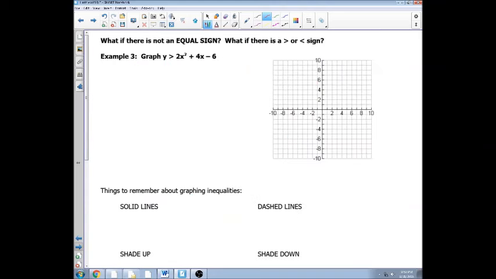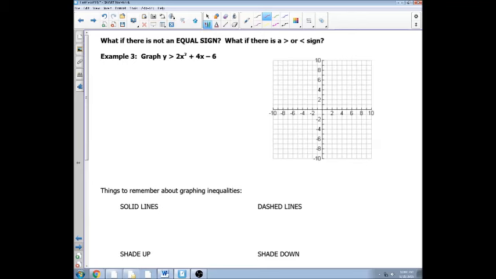Moving on to the back side. We're going to treat this, even though it's not an equal sign, we have a greater than sign, or you could have a less than sign, you could have a greater than or equal to, less than or equal to. Even though it's not an equal sign, we're going to treat this exactly the same way.